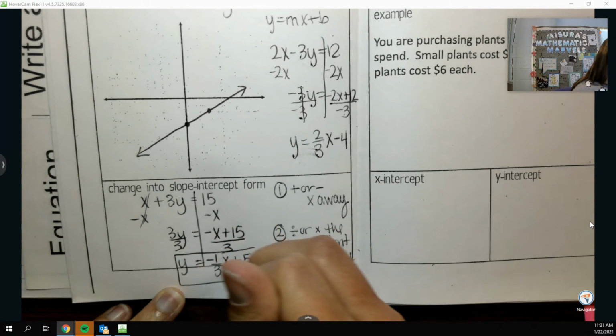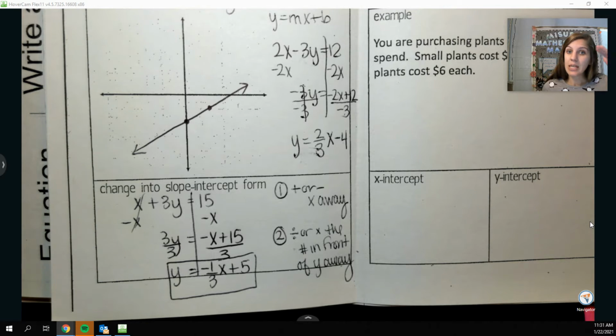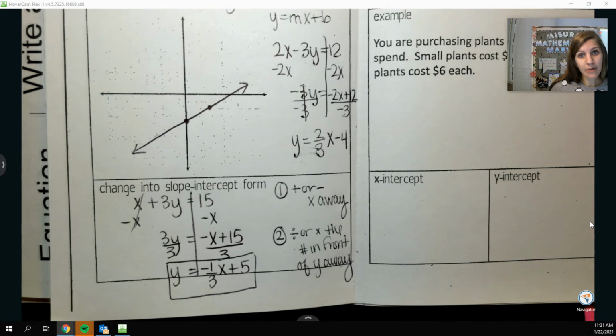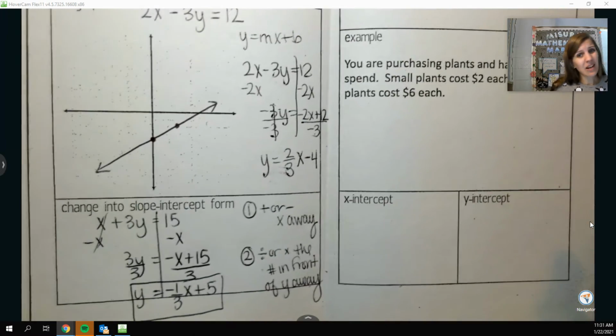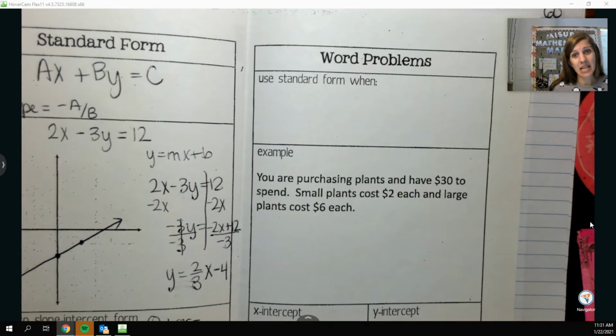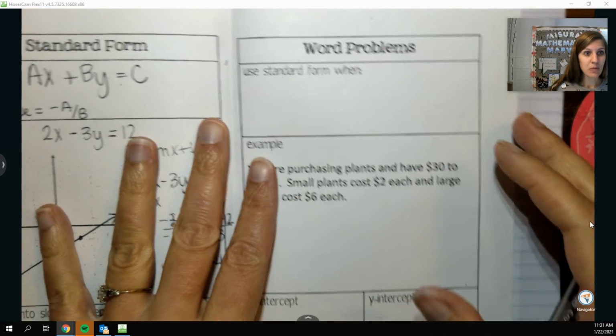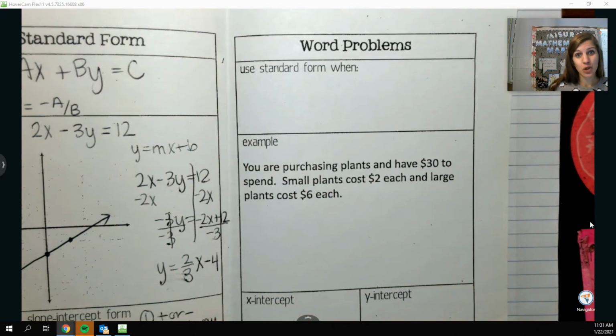And again, it's useful to be able to change from standard form to slope-intercept form so that I can quickly graph. Also, slope-intercept form is a little bit easier to look at. Standard form's kind of weird. However, standard form does have its uses. It's used best for story problems, which I know we don't love, but it's really good for story problems because it's really versatile.